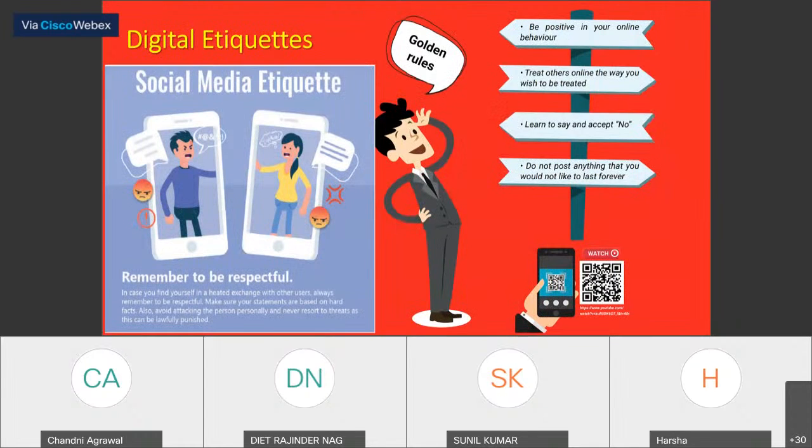So if we talk about digital etiquettes, some of the golden rules are: be positive in your online behavior, treat others online the way you wish to be treated, learn to say no and accept no, don't post anything that you would not like to last forever. So you need to tell these to students, and remember to be respectful when writing something on social media. This is social media etiquette.